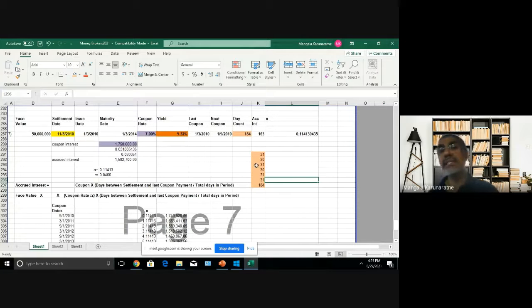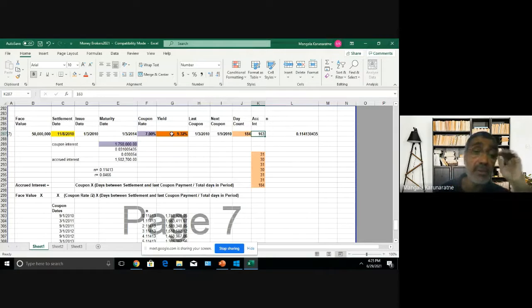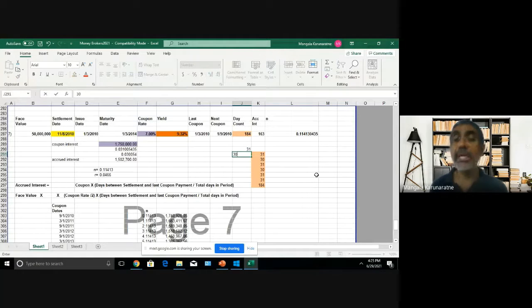So accrued interest is calculated like that, right? Sorry, the day count, number of days for this current coupon period, and for accrued interest the number of days we will calculate from issue date to the settlement date, right? So that also we will calculate. Okay, issue date. So issue date is 1/3/2010. You get 31 days, right? Then you get 30 days. Then you get 31 days. Then you get 30 days, and you get 31 days.